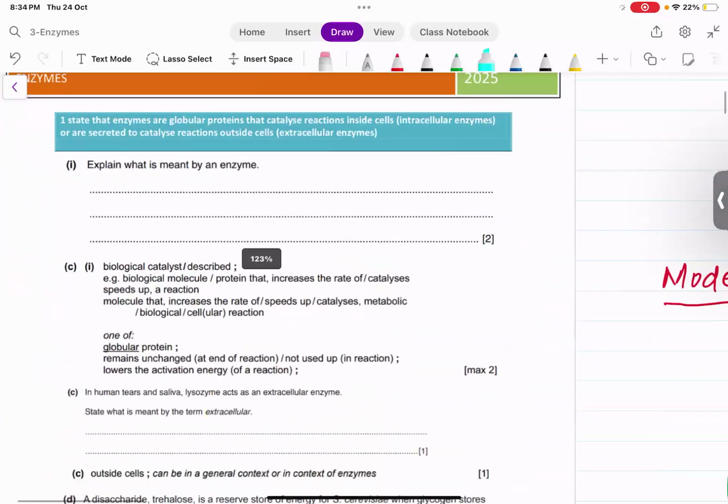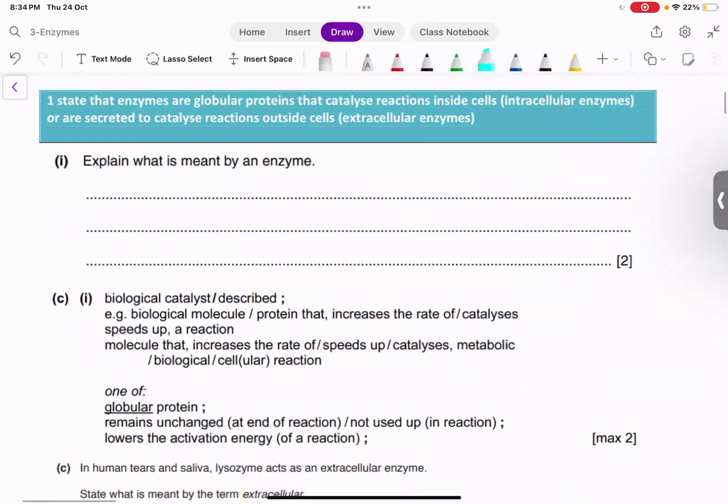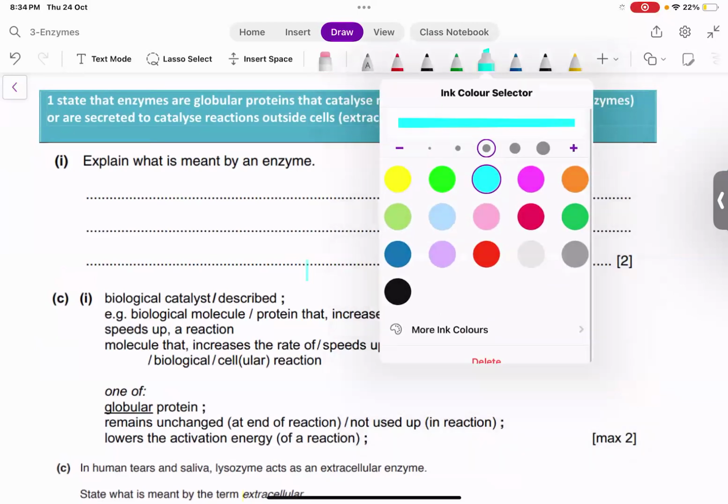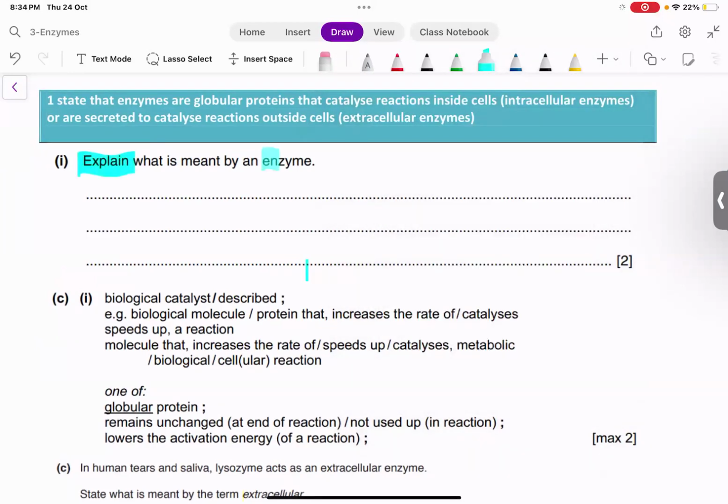Yes. Great. So let's see, explain what is meant by an enzyme. Okay. So this question may be describe an enzyme, or it may be explain what is meant by an enzyme. As we have discussed, there are many points to explain an enzyme. Enzymes are biological catalysts. Enzymes are biological molecules, or they are proteins in nature, and they catalyze or speed up the chemical reactions.